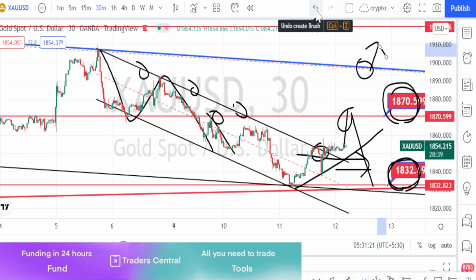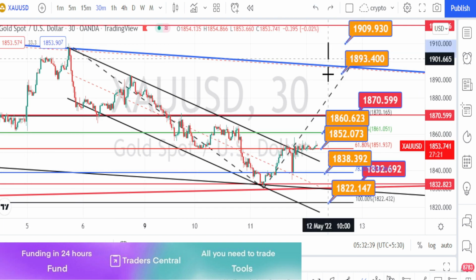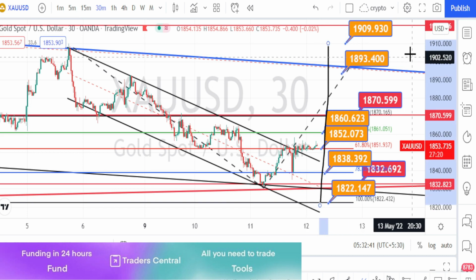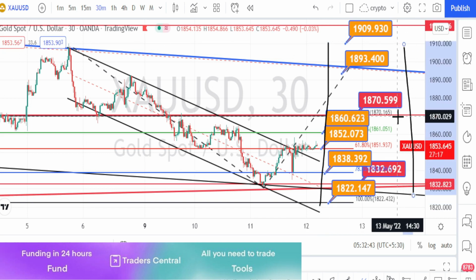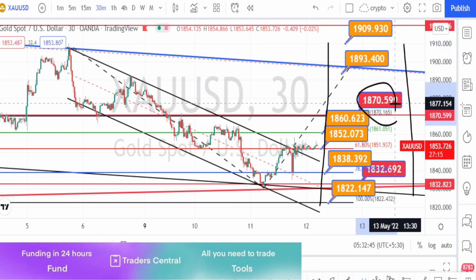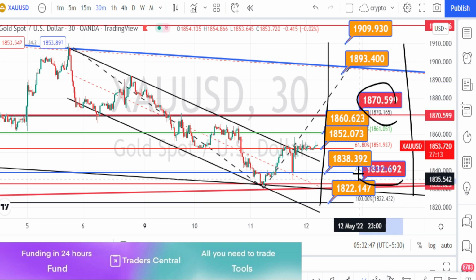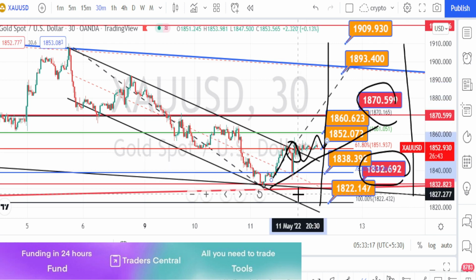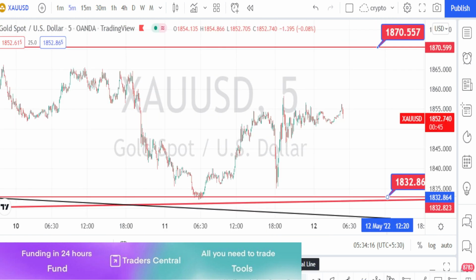For now, let us mark the support and resistance levels. These are all the resistance and support levels for 30 minutes time frame. The values in red color boxes are the higher time frame resistance and support levels. Let us do the analysis in 5 minutes time frame. I'm in 5 minutes time frame now.